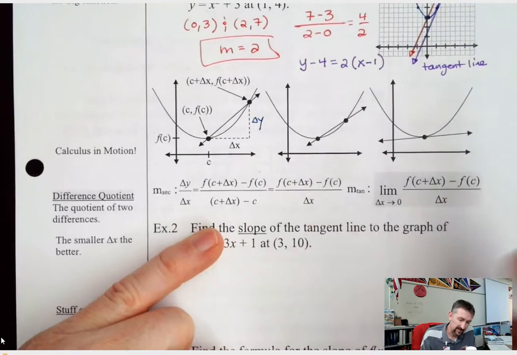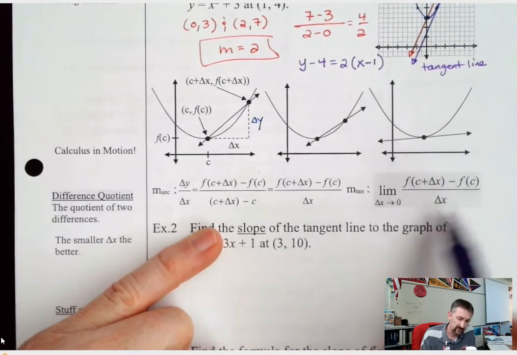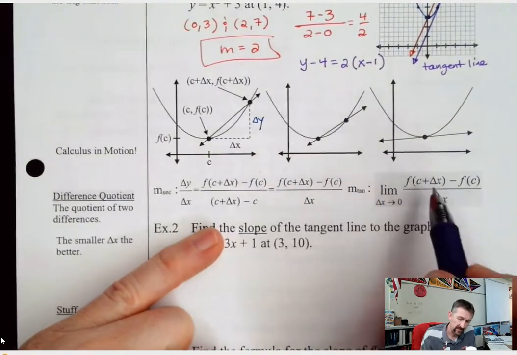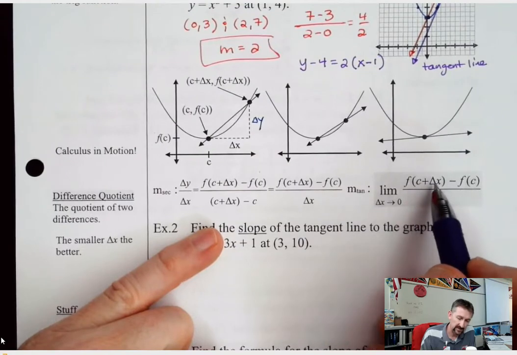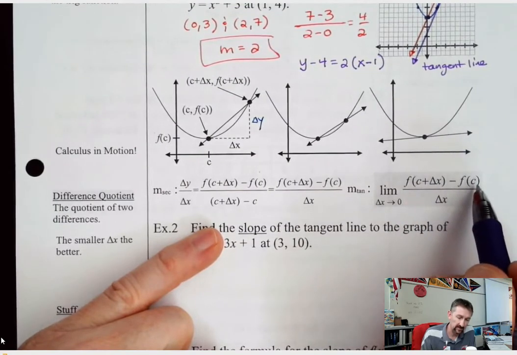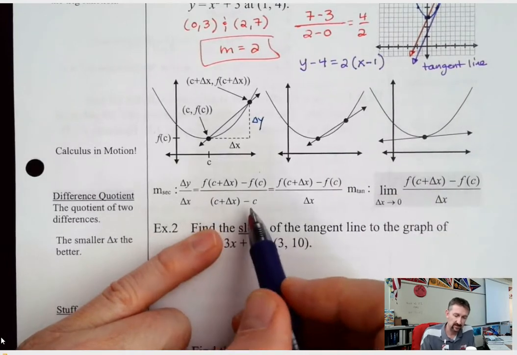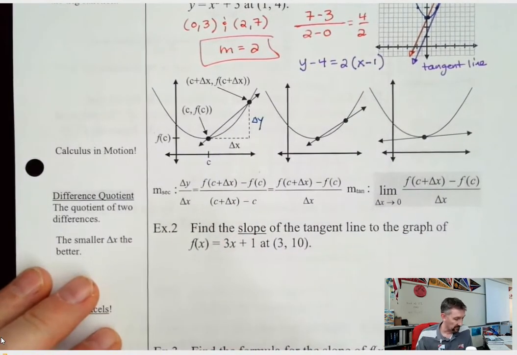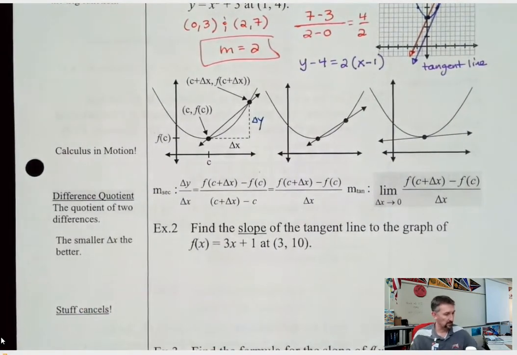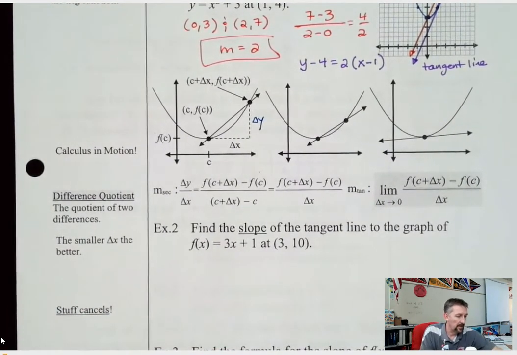So we're going to take the limit of this, which is the slope. That's the y coordinate at c plus delta x, and that's the y coordinate at c. And delta x is what we get when we subtract those two things. The c's cancel. Okay, so we need to memorize that.